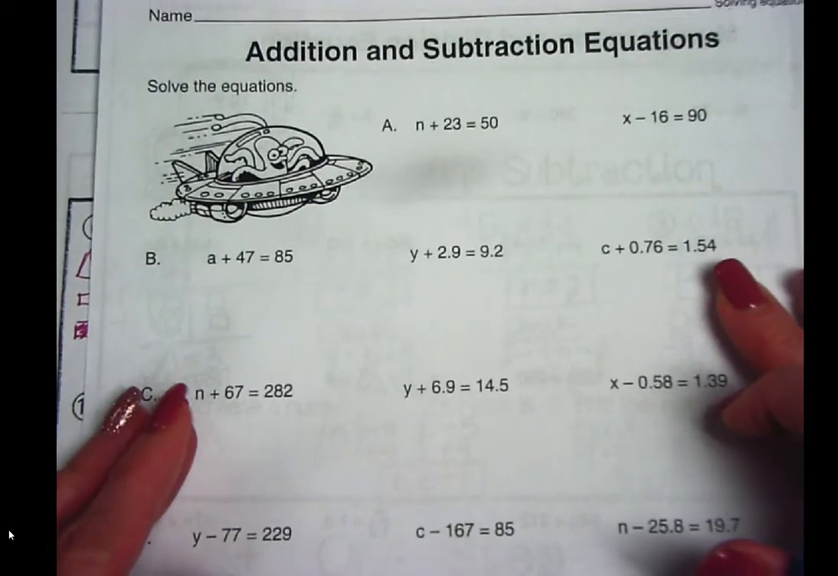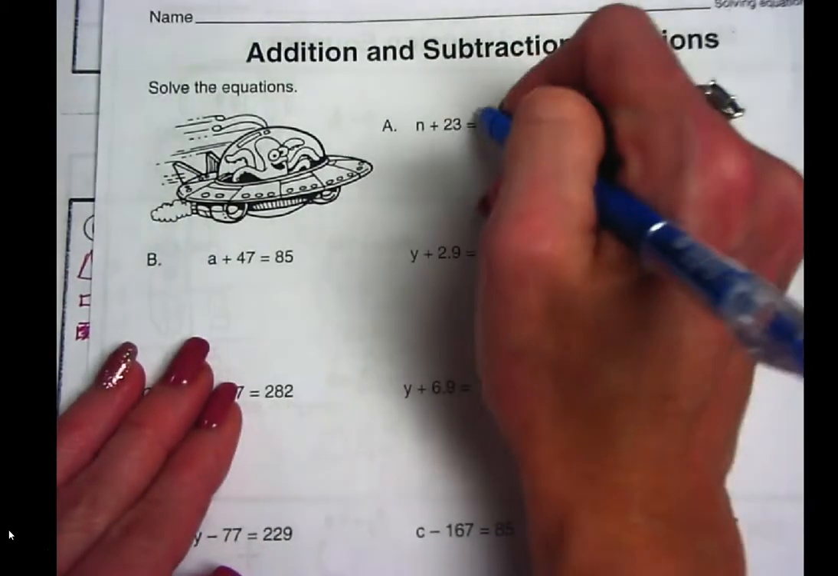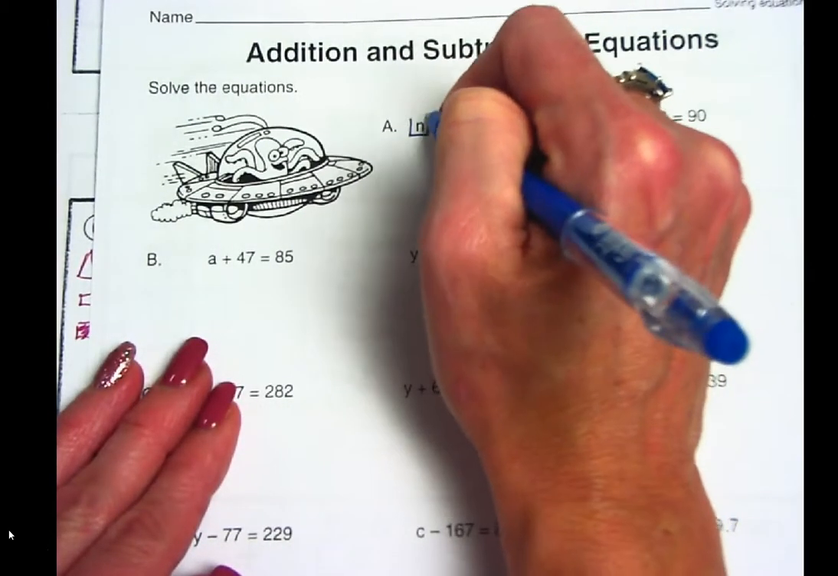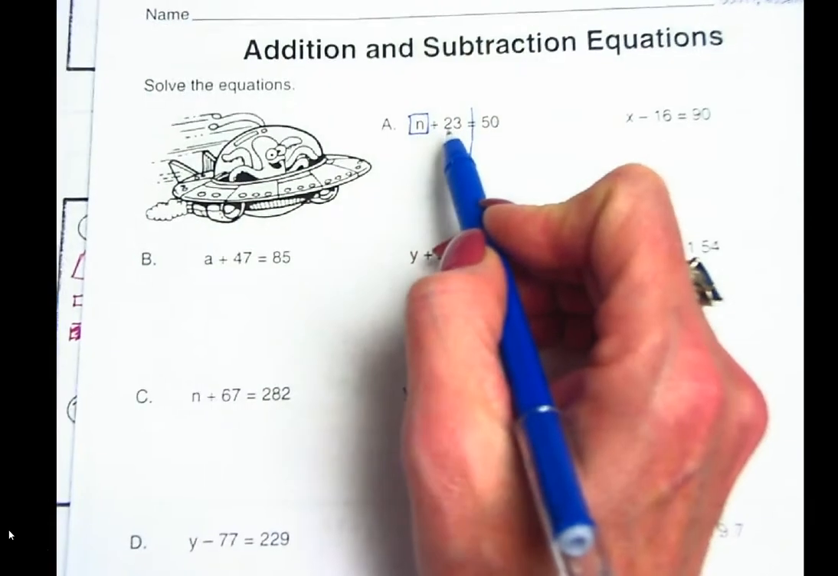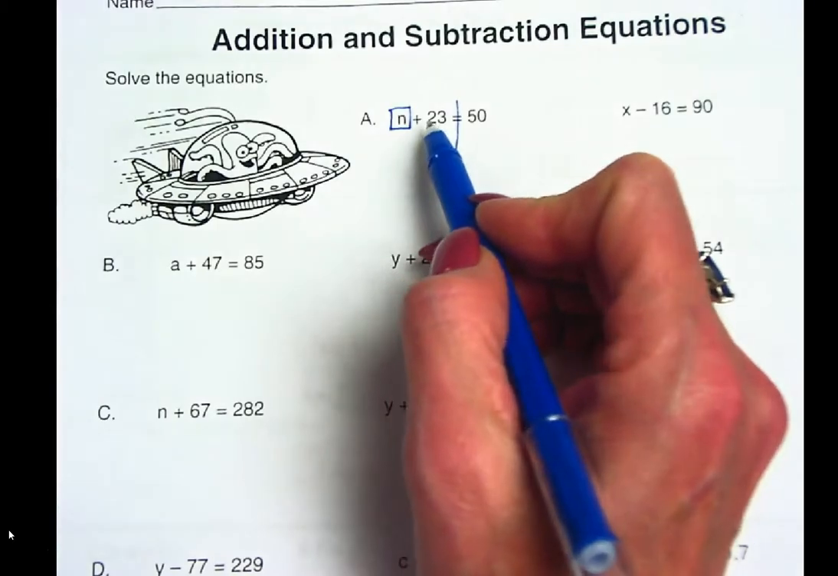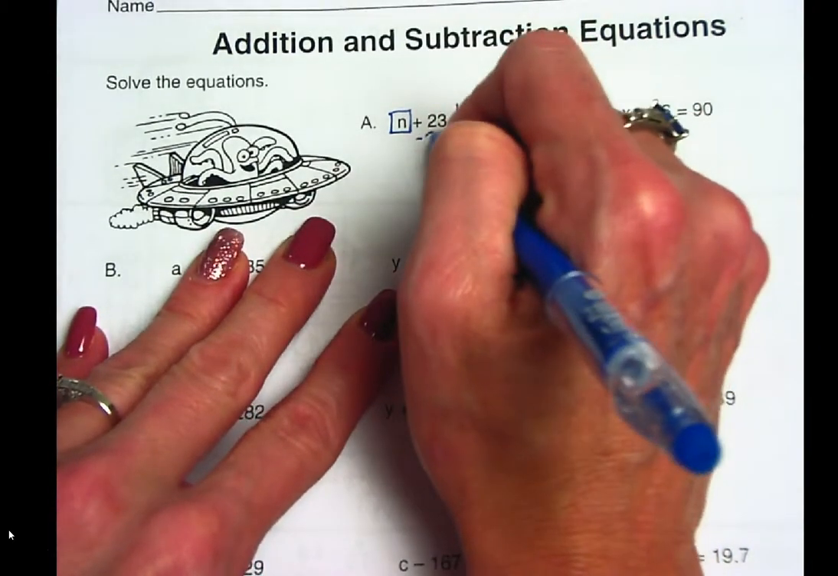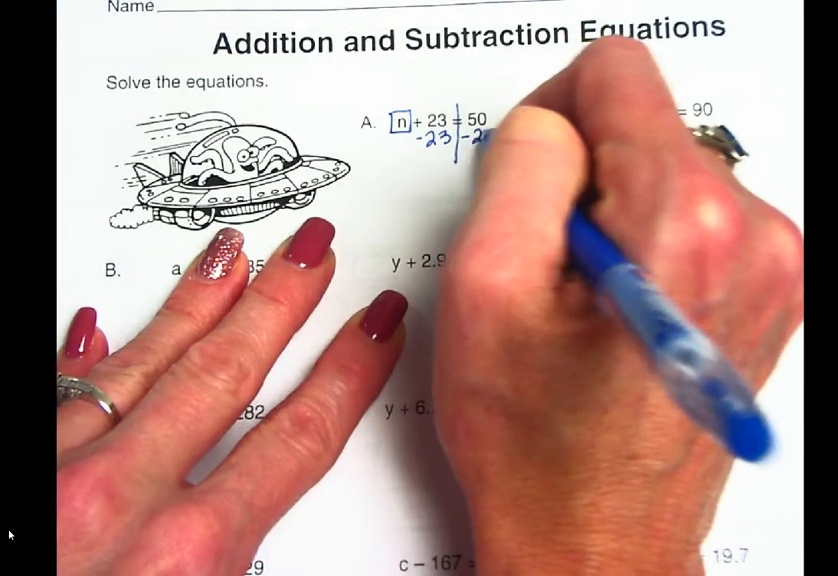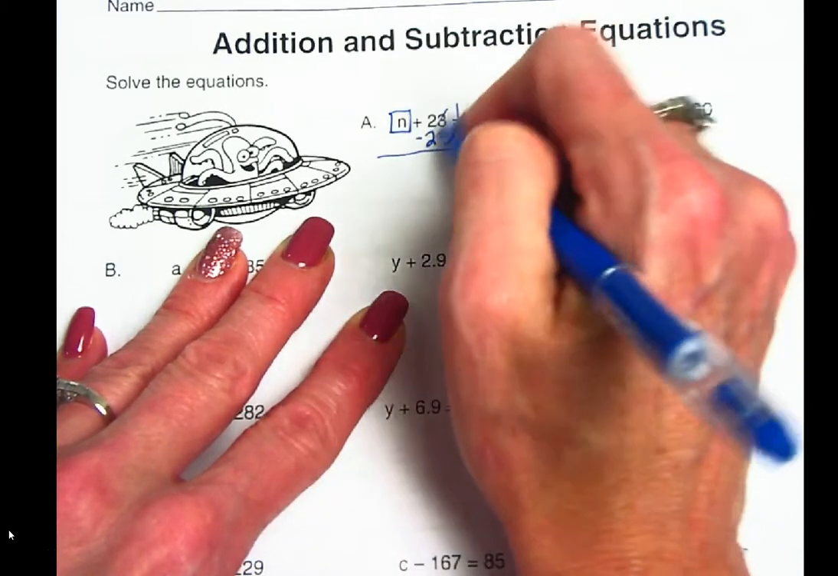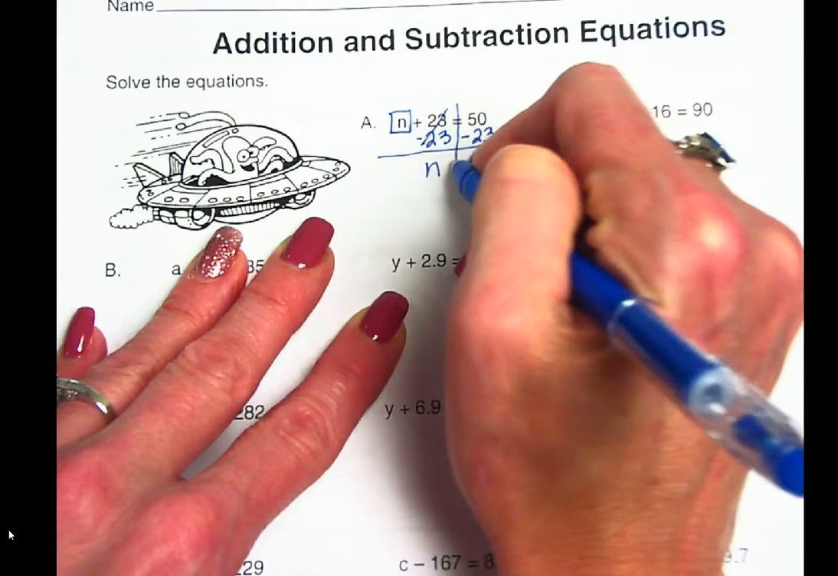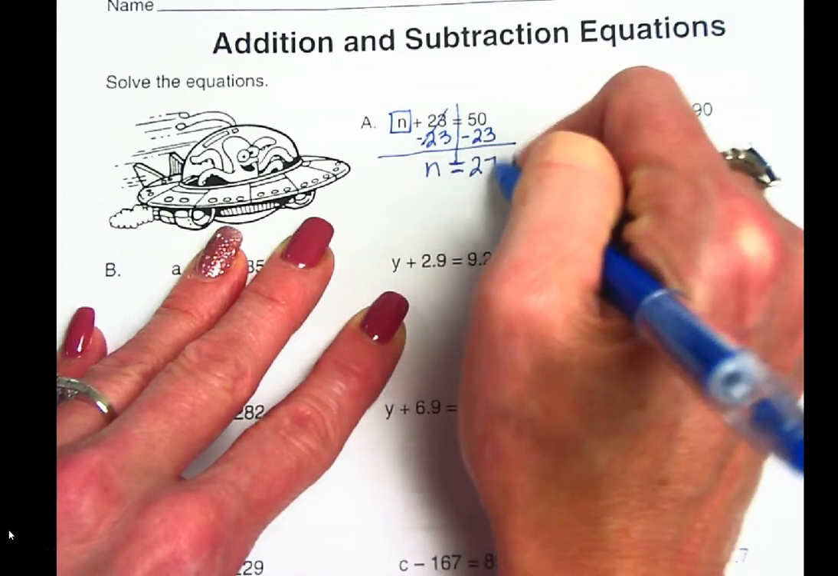So I'm going to isolate my variable. I'm adding 23. So how do I undo addition? By subtraction. So I'm going to subtract 23 from both sides. And then this cancels out. And I have n is equal to 27.